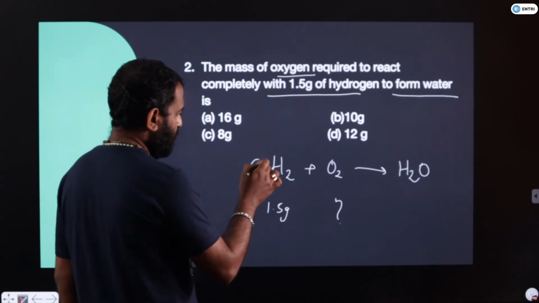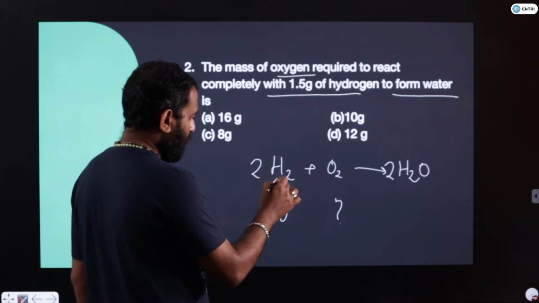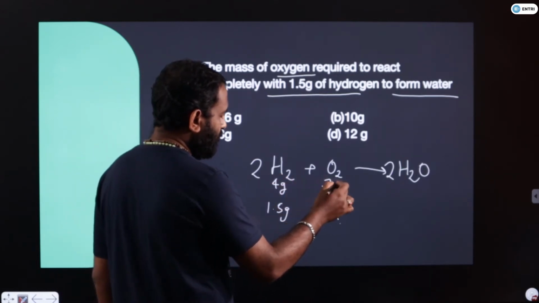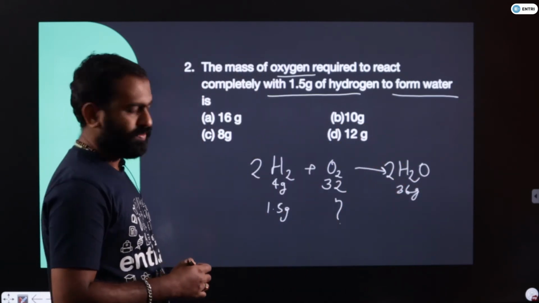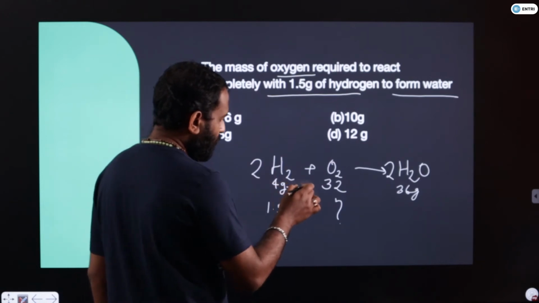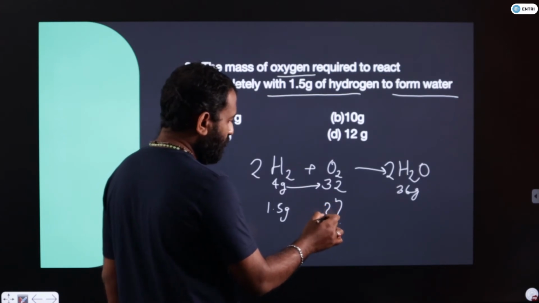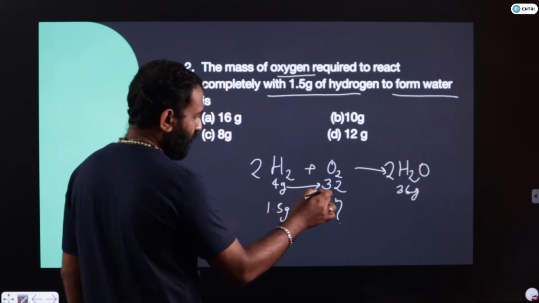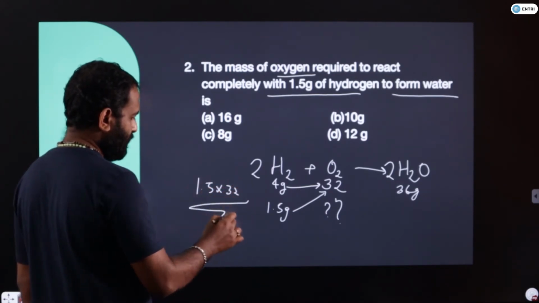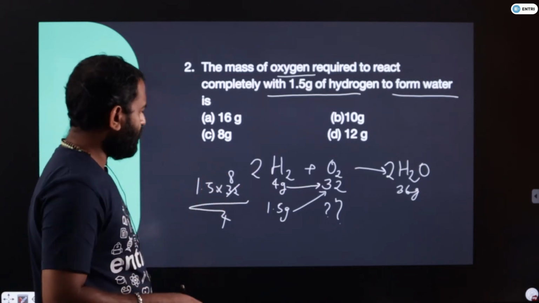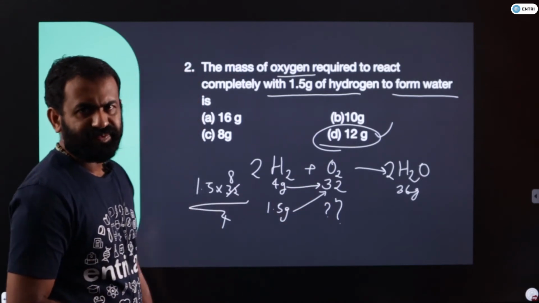So, by balancing, 2H2 plus O2 gives 2H2O. Stoichiometrically, 4 gram hydrogen combined with 32 gram oxygen gives 36 gram water. So here 4 gram hydrogen needs 32 gram oxygen. So 1.5 gram hydrogen needs how much oxygen? So 1.5 into 32 divided by 4. So 8 into 1.5, 8 into 1 plus 4, 12 gram. 8 into 1.5, 12 gram.